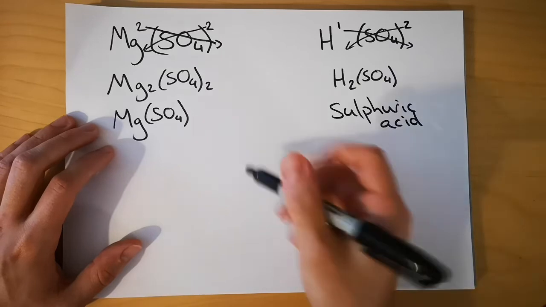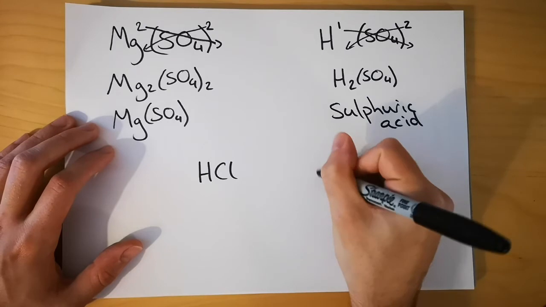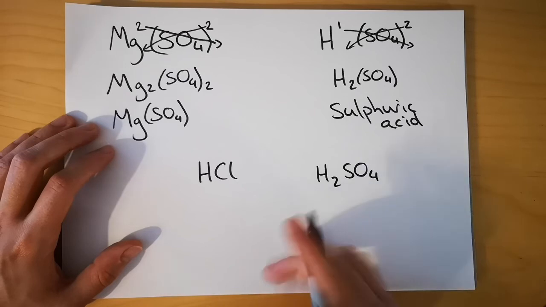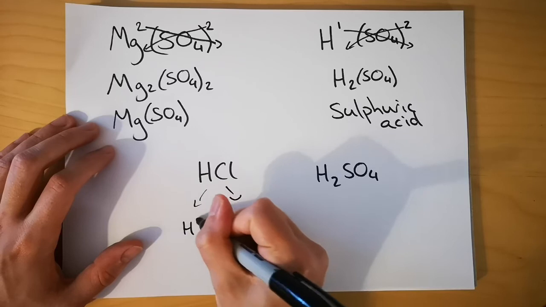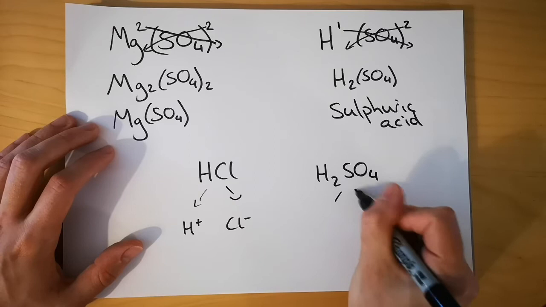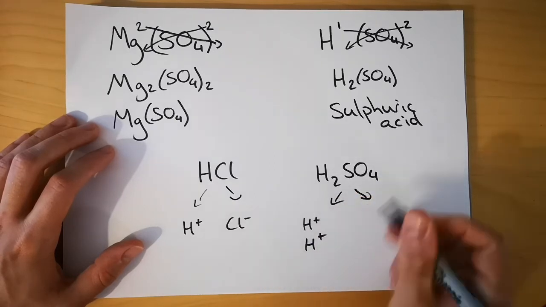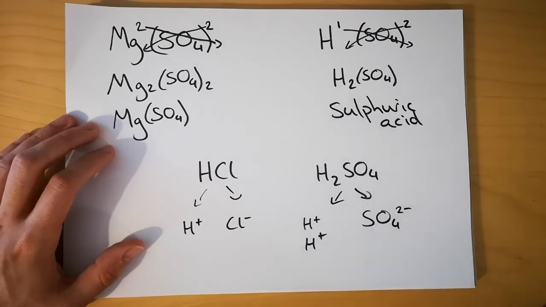Now, if we compare HCl to H2SO4, we'll notice something quite interesting. Here, in this molecule, when this breaks up, I just get 1 H positive and 1 Cl negative. When this breaks up, aka when it dissolves, I will get 2 H positive ions and an SO4 2 negative ion. So that is going to impact things going forward.